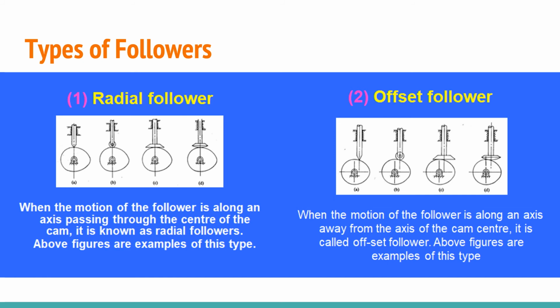The radial follower is one where the motion of the follower is along the axis which passes through the center of the cam axis. The above figure gives the explanation about these radial followers, in which we can see that the axis of the cam and axis of the follower are on the same axis. But in the case of offset follower, the axis of the follower is slightly moved away, or offset, from the cam axis.